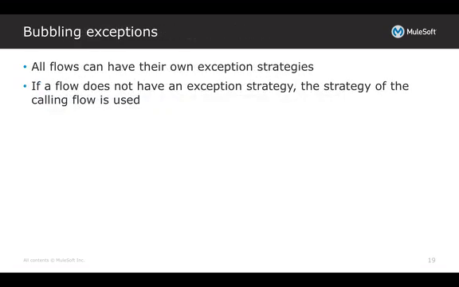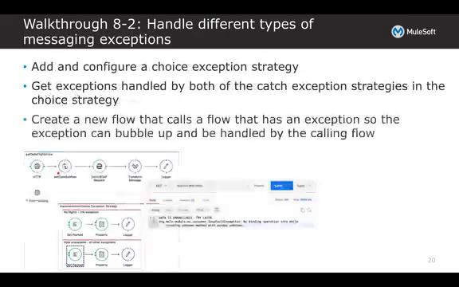Now, bubbling exceptions, a concept that you're likely used to if you've worked with some object-oriented type language. All flows have their own exception strategies, but if a flow does not have an exception strategy defined, the strategy of the calling flow, assuming there is one, will be used. This means that if an exception is thrown in flow B, but flow B was called from flow A, that exception will bubble up to flow A.